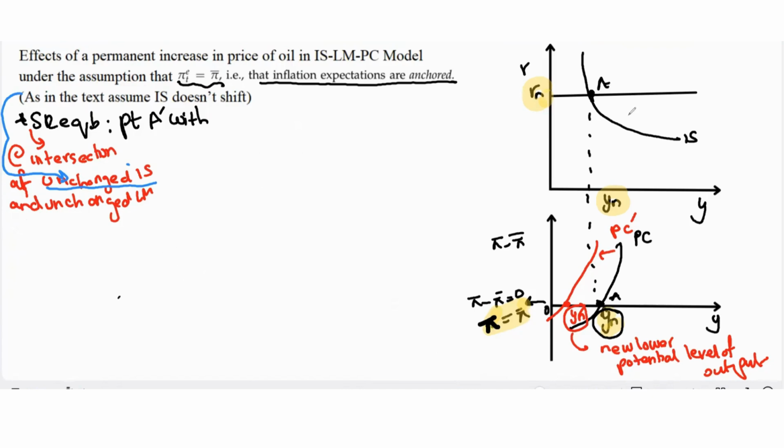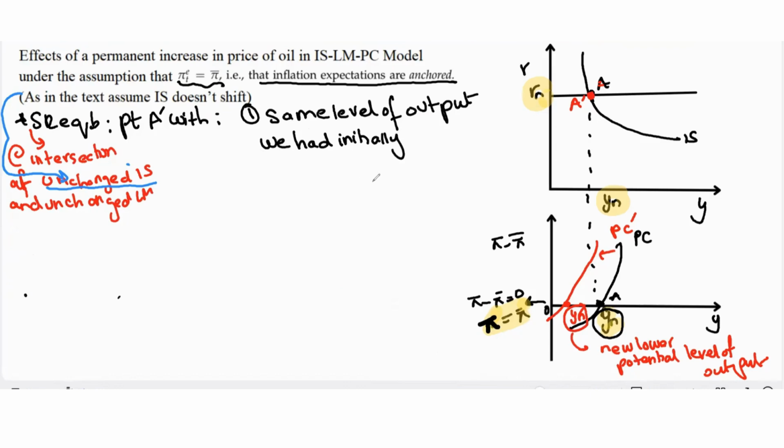So the medium-run equilibrium and the short-term equilibrium are the same point, right? It's still point A prime, but we will see there will be a difference. Because remember, in the IS-LM-PC model, short-term equilibrium occurs at the intersection of the IS and LM curves. The IS and LM curves have not changed, so the point is the same, but there's going to be a difference. We have the same level of output as we had initially.